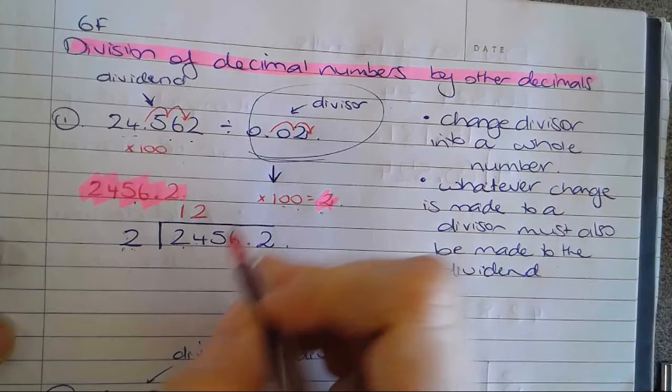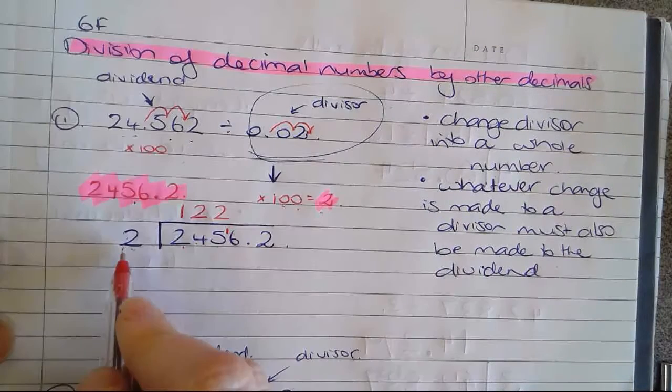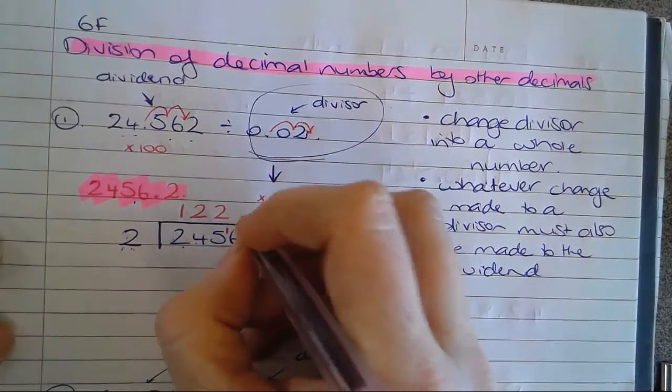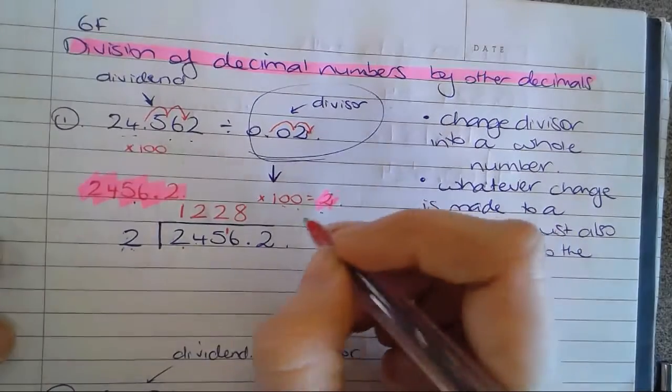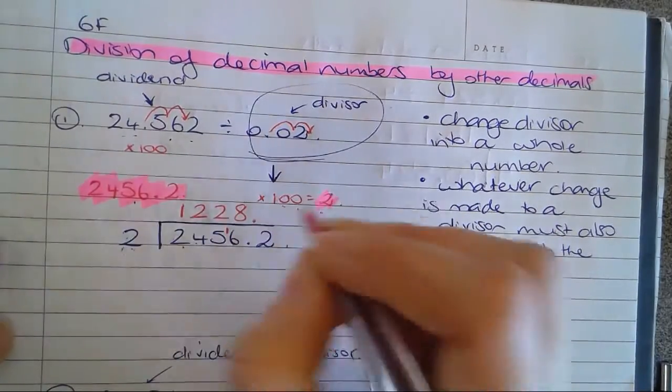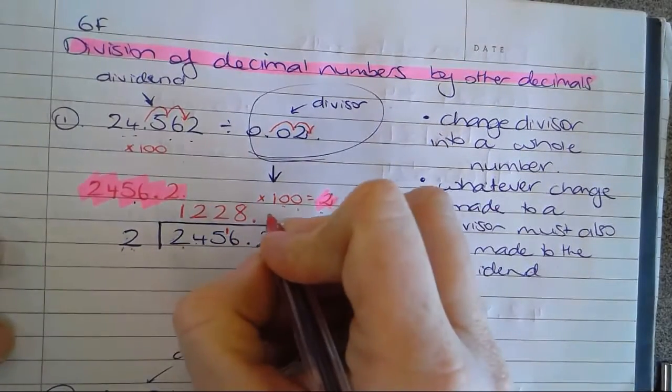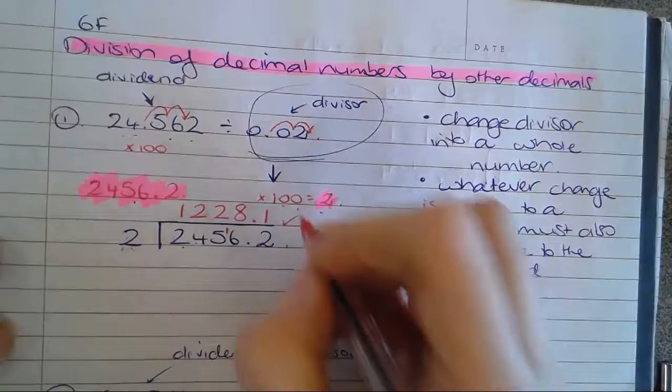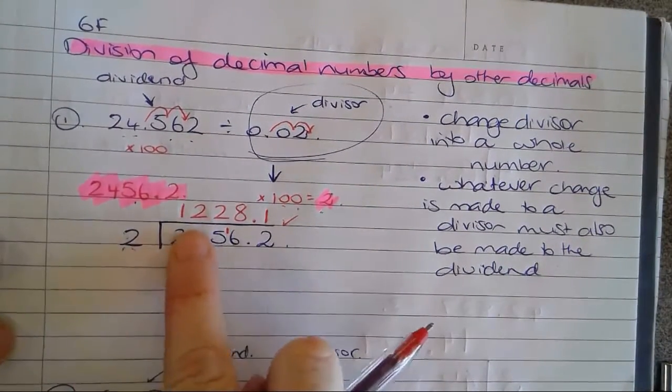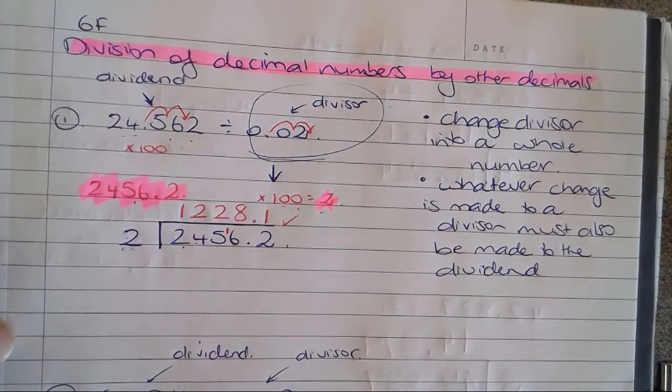2 goes into 5 twice with 1 remainder. 2 goes into 16 8 times. I put my decimal place down. 2 goes into 2 once. Okay, and that's my answer: 1,228.1. Awesome. Let's do another example.